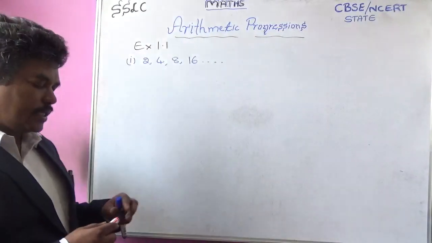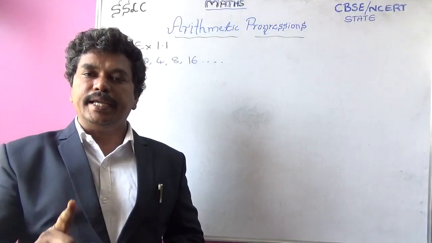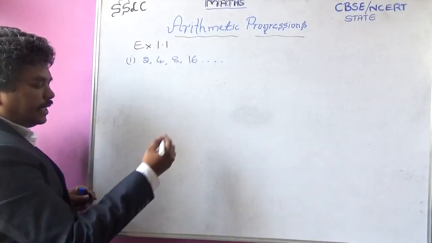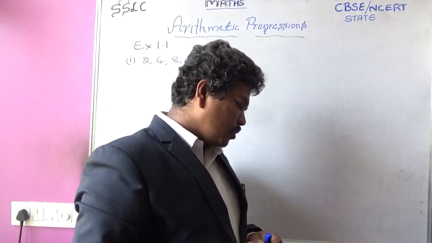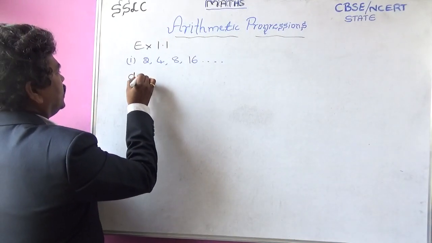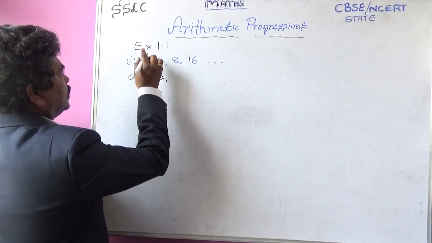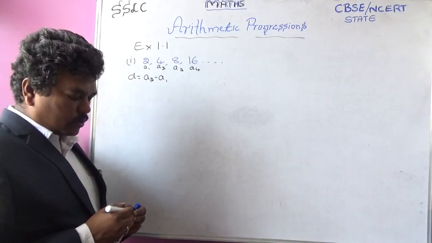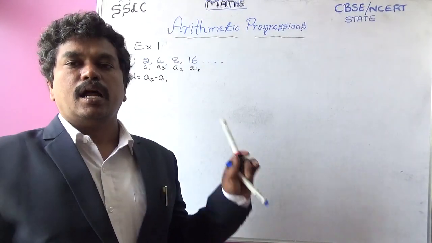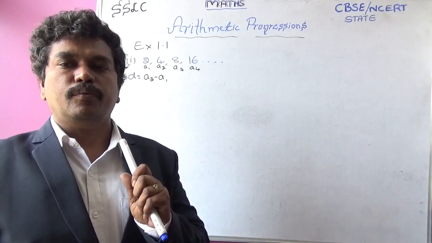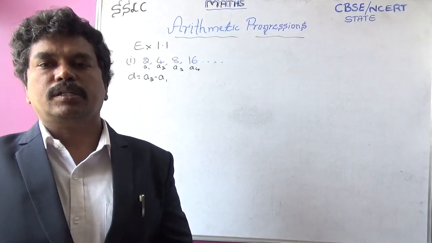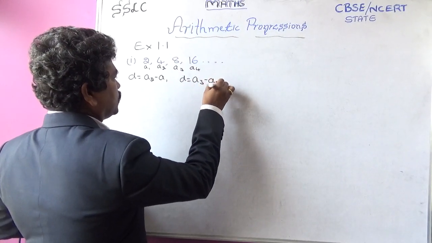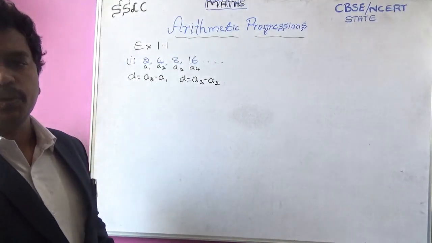For finding whether it is an AP or not, we have to find the value of D two or three times. Also, they asked to find the common difference. Here D is equal to A2 minus A1. So this is A1, A2, A3, A4. For checking whether this is an arithmetic progression, we have to find the value of D two or three times. So I write D is equal to A3 minus A2. We have to find it two times here first.